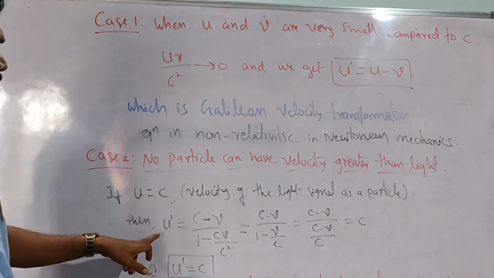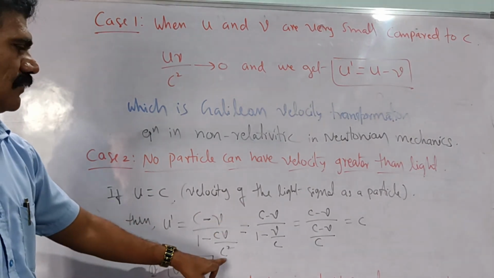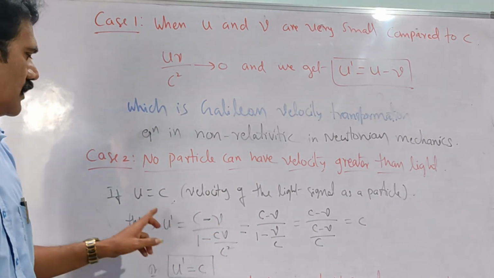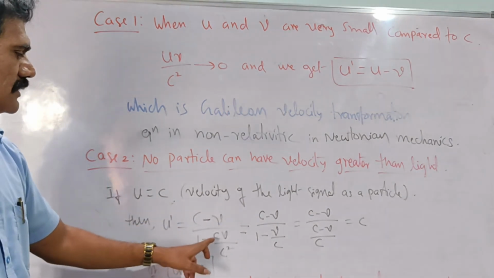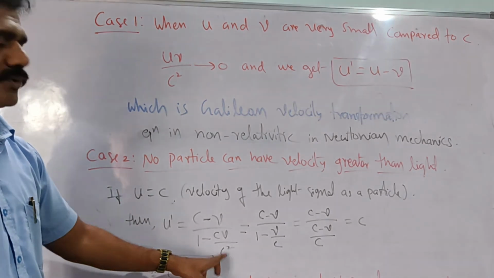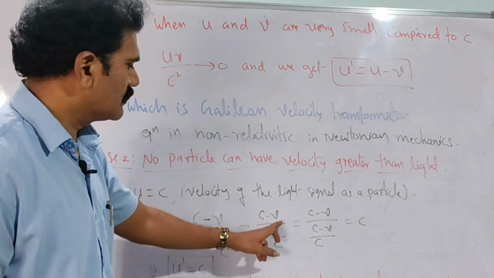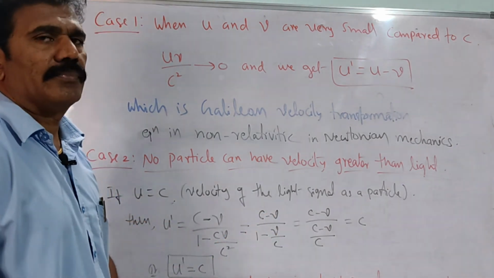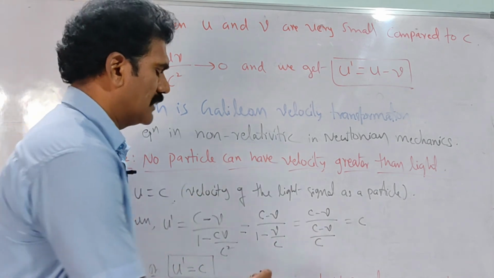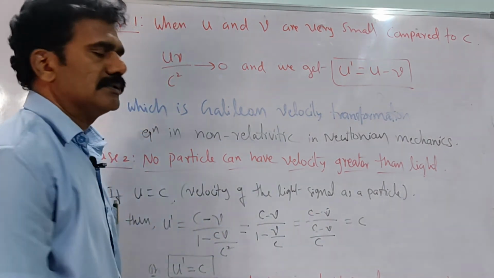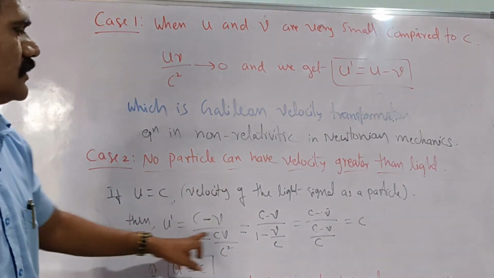So with that condition you will see u dash is equal to c minus v divided by 1 minus cv by c square, right? So wherever we have u, I am substituting c now. c minus v by 1 minus c into v by c square. So uv was there, so cv by c square. Simplify this, you will get c minus v by 1 minus v by c, right? So that is equal to c minus v divided by (c minus v) by c. So you can cancel the term c minus v and be left with only c. So u dash is equal to c again.